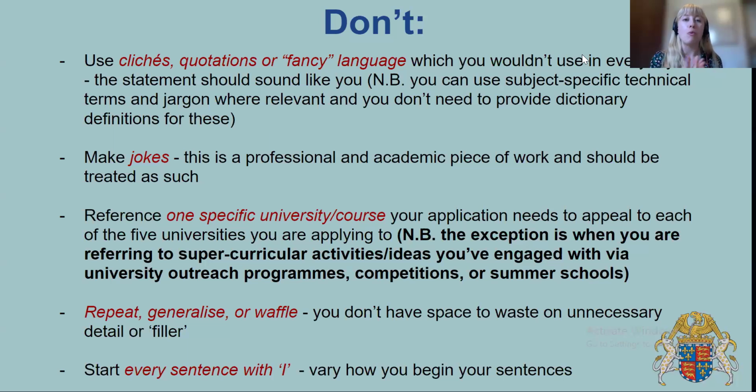Make sure that you're not referencing one specific university course. Your application needs to appeal to each of the 5 universities that you're applying to. The exception of mentioning a specific university is when you're referring to super-curricular activities or resources or topics or lectures that you've done or attended that have been part of, for instance, a summer school or a competition. So if you're talking about the lecture that you attended at a particular summer course, or a particular essay competition run by a certain institution, you can absolutely reference that to be explicit and to give that evidence example, as we've talked about. But that is the exception that proves the rule, really.